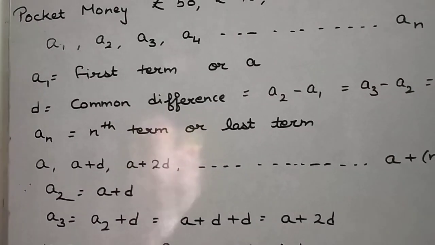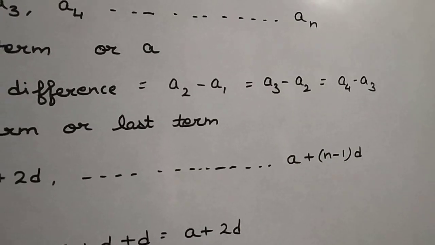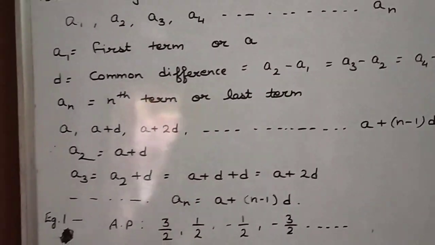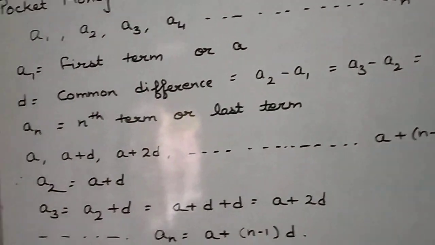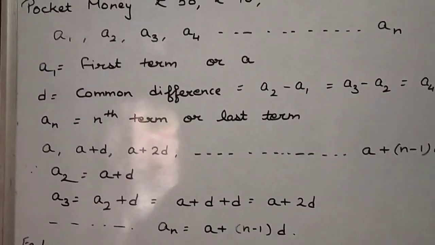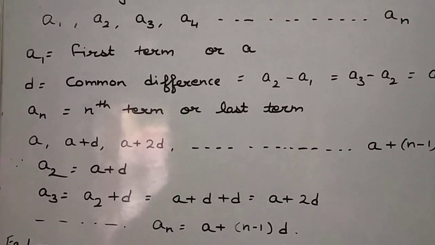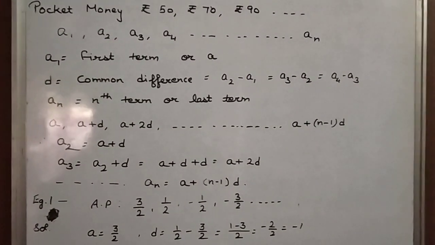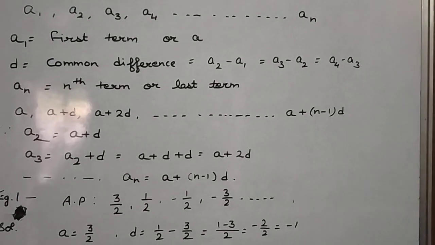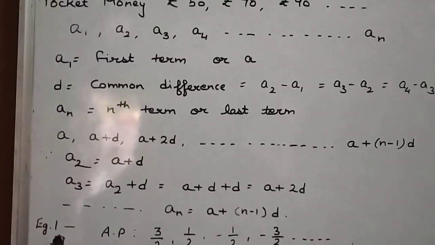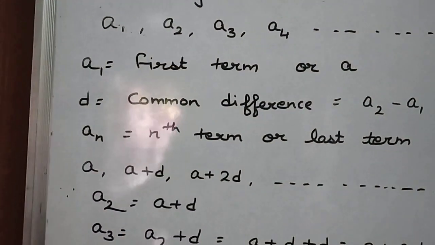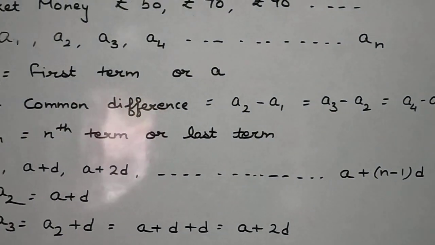And A1 is our first term. We are showing it by A also. We are not always writing it as A1, but the rest of the terms we are writing in the pattern A2, A3, A4 and so on. So A1 is our first term. D. What is D? D is our common difference. Common difference means that number which is being added to get the next number. If we want to find it, then we will say A2 minus A1. So that will be our D.